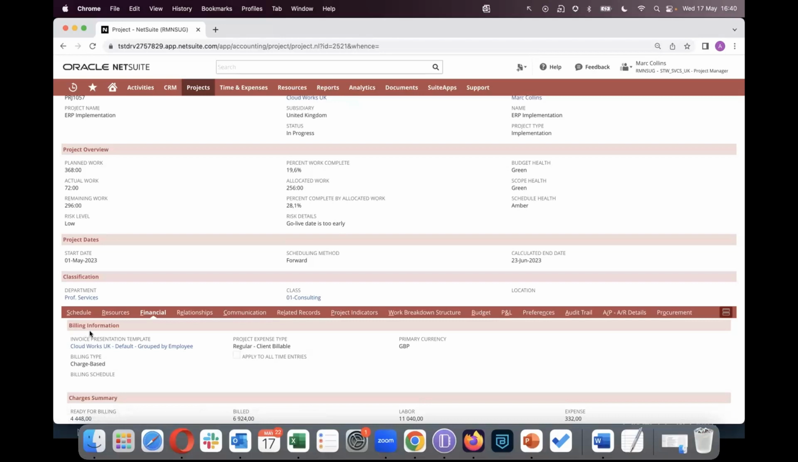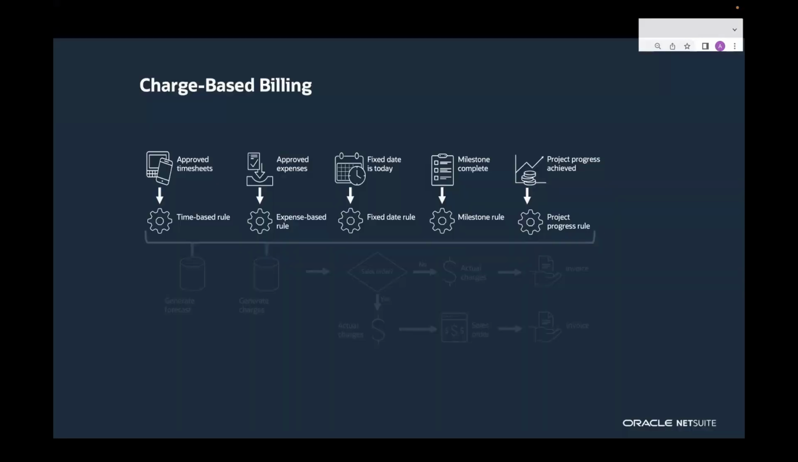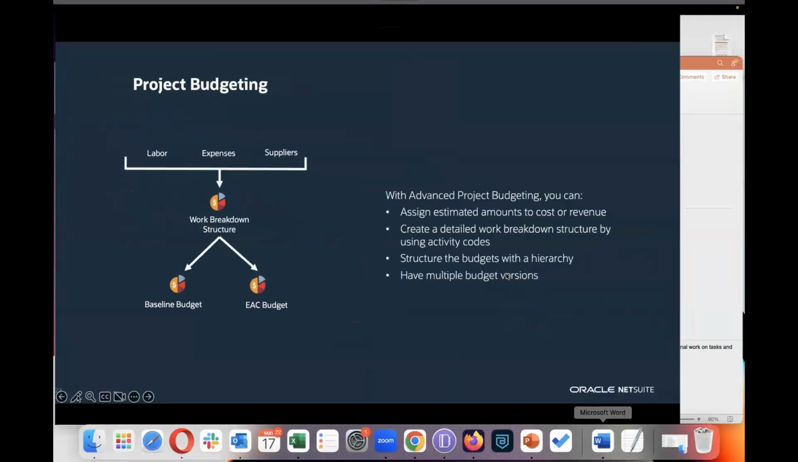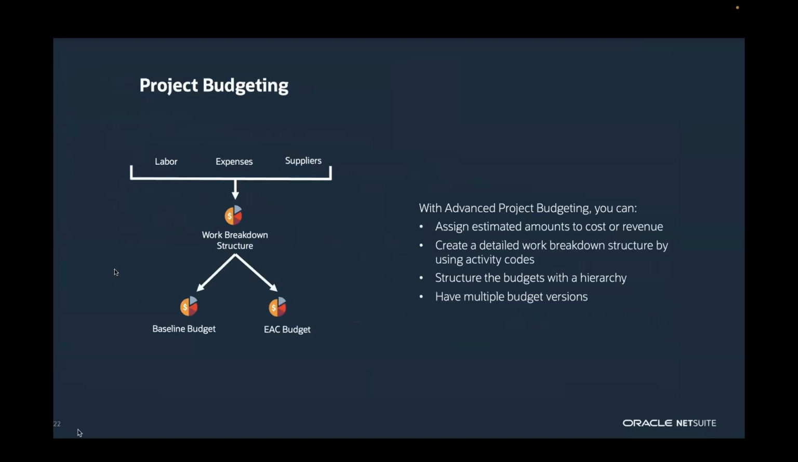Okay, let's have a look at project budgeting now. Just going to switch over to my slide deck. Today we're going to cover what's called advanced project budgets. I just want to make you aware that if you have the basic project budgets, it's very limited in that you only have one version. You can't have hierarchies, and all you're having to do is manually enter your budget values against 4 categories, which are labor, expense, supplier, and I believe the other one's called other.